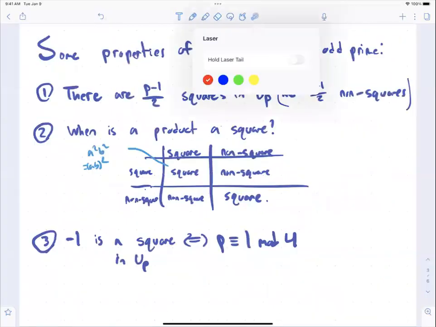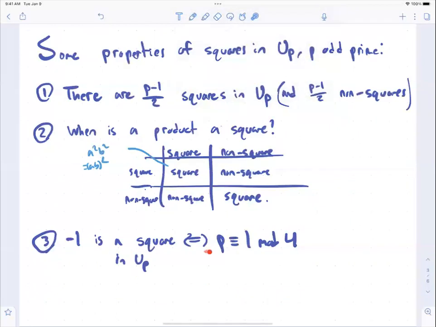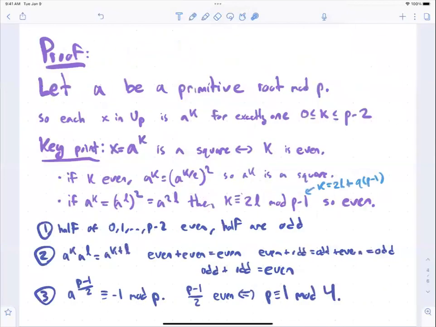And then finally, this fact we saw before that -1 is a square in U_p if and only if p is congruent to 1 mod 4. If you go back and look at the second way you did this on your homework assignment, you first observe that a to the (p-1)/2 is congruent to -1 mod p. So the discrete logarithm of -1 is always easy to compute. It's just (p-1)/2. And then this number (p-1)/2 is even. In other words, by this criterion, -1 is a square mod p exactly when p is congruent to 1 mod 4.